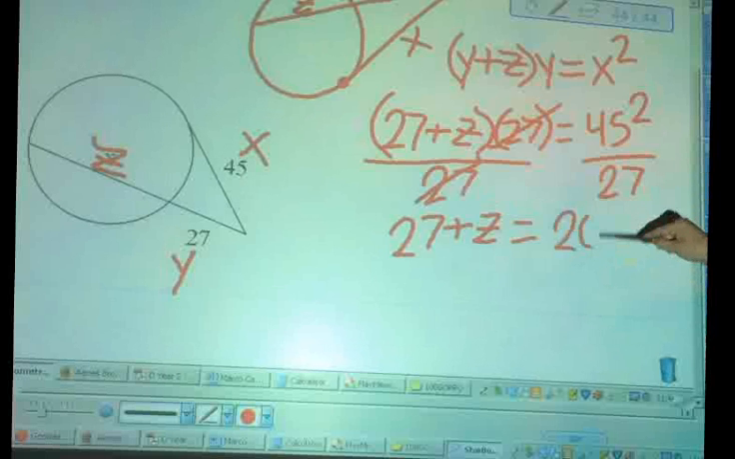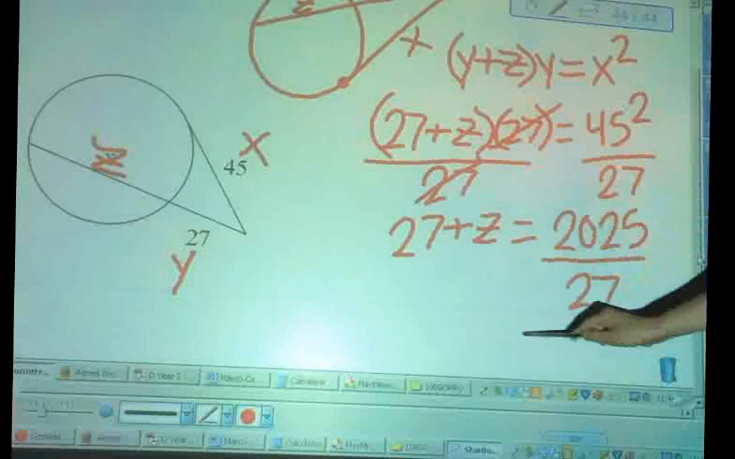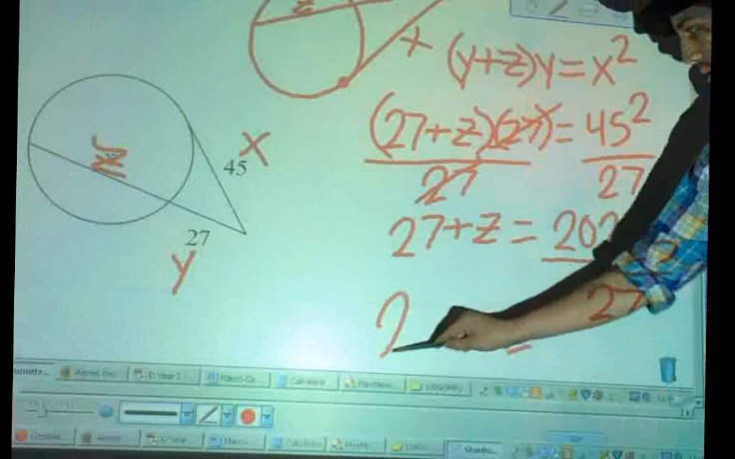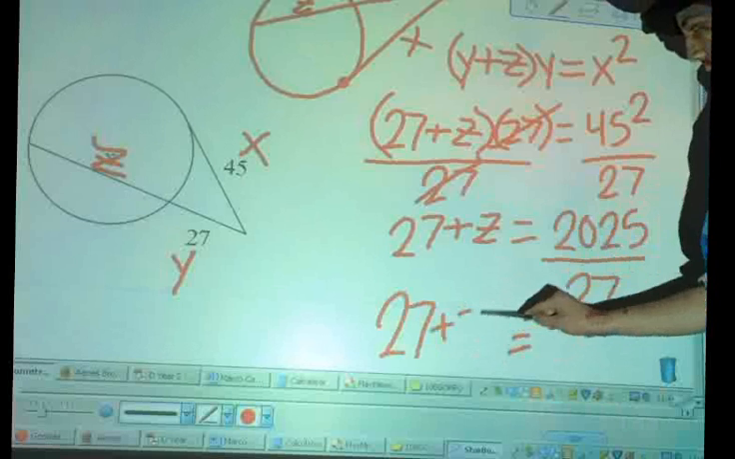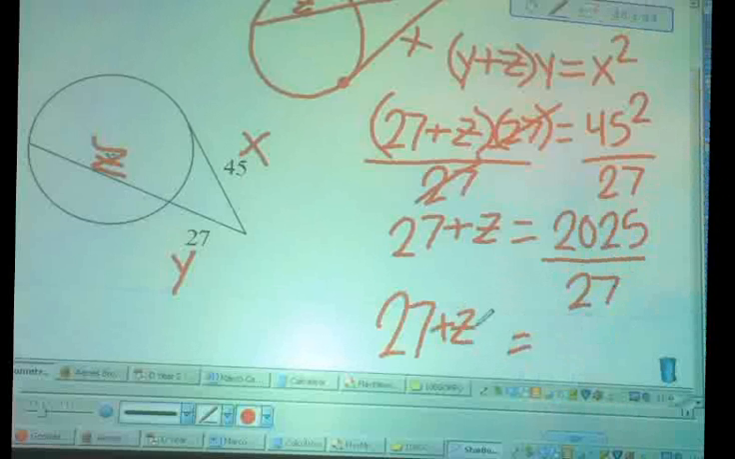That's 2025 over 27, all right? So you could do that in your calculator, and what are you going to get? This side we got 27 plus z. And when I divide both sides by 27, I would have done this a totally different way. All right, did somebody calculate that for me?